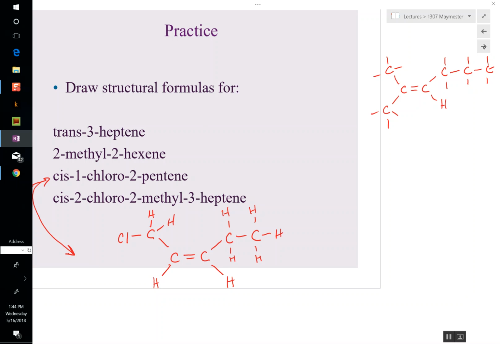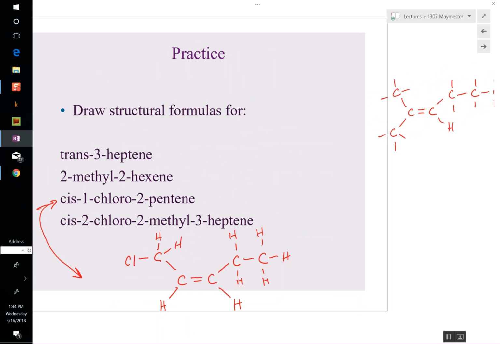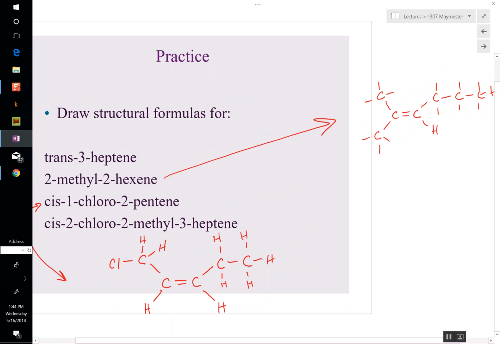Okay. What I have up here in this corner is this one. And notice they give you the name there, 2-methyl-2-hexene, and there's no cis or trans in front of it. Why? Because this carbon has 2 of the same thing on it. 2-methyl-2-hexene.